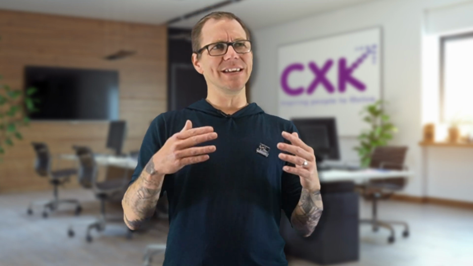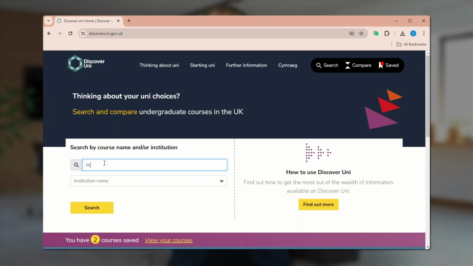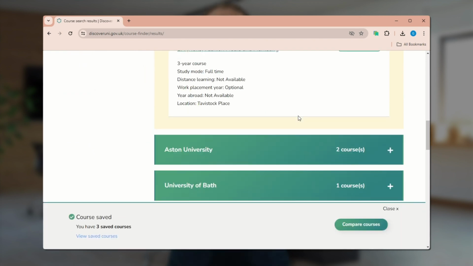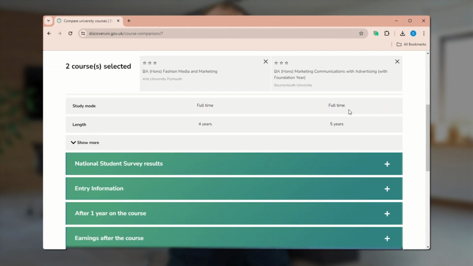Now, you might be sitting there going, well, where can I find some data that hasn't got any weighting to it? Well, the website you need to look at is Discover Uni, and that's provided by the government. The data there is without any inherent bias, so there's no weighting. So you can really drill down into how different courses have performed.